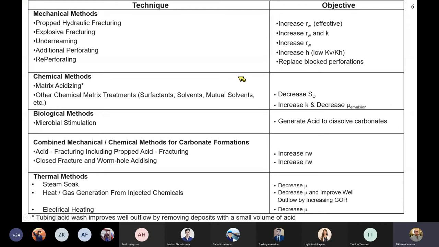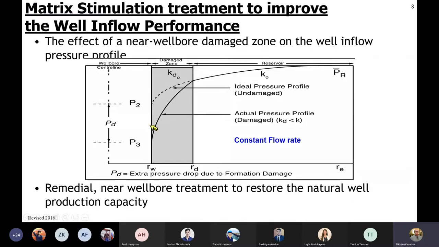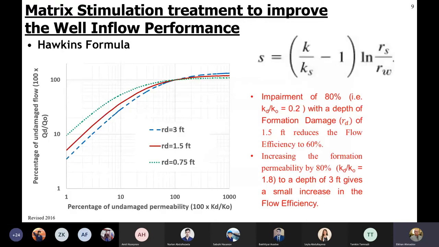Again, we mentioned the importance of the near wellbore zone effect on production, and that the damage actually occurs in the very near wellbore zone. Therefore, it is very important to concentrate on this near zone, to clean the formation damage or to bypass the formation damage, to increase the inflow from the reservoir, from the original permeability into the wellbore.